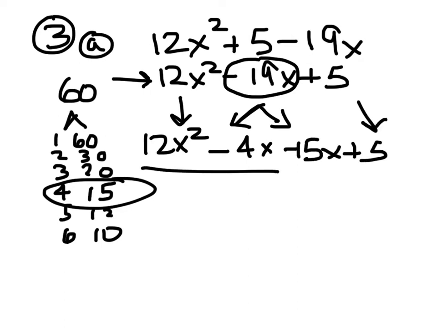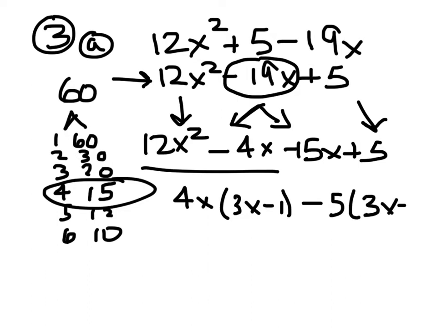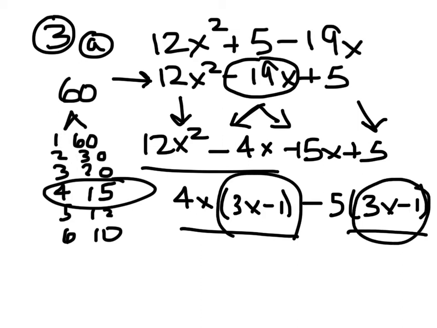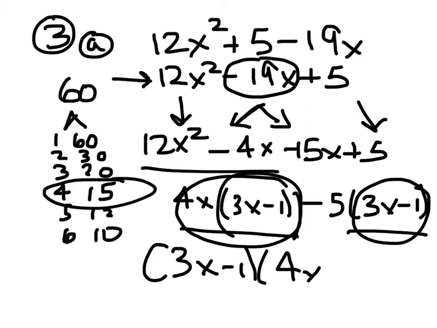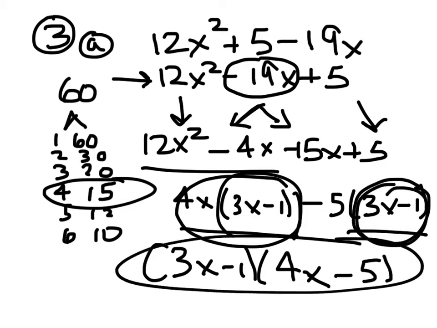Then from the first two terms, I can factor out a 4x. I'll be left with 3x minus 1. And from the second two terms, I can factor out a negative 5. And again, I'll be left with 3x minus 1. So from each of these, I have a GCF of 3x minus 1. And when I factor the 3x minus 1 out of this, I'm left with 4x. And when I factor a 3x minus 1 out of this, I'm left with a minus 5. 3x minus 1 times 4x minus 5, or 4x minus 5 times 3x minus 1 is the answer.